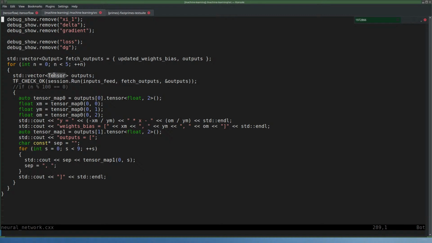So the actual outputs that we are running end up in this vector, but what we want to read, which tensors we want to read, are stored in the fetch outputs. So the only thing I'm interested in here is the updated weights bias and the outputs of the neural network, because I want to print it. This one is important. If I do not ask for updated weights bias, then it's not going to calculate it, and not calculating it means that the weights bias is not updated. So then you can loop whatever you want, but nothing changes. So you really have to ask for that one.